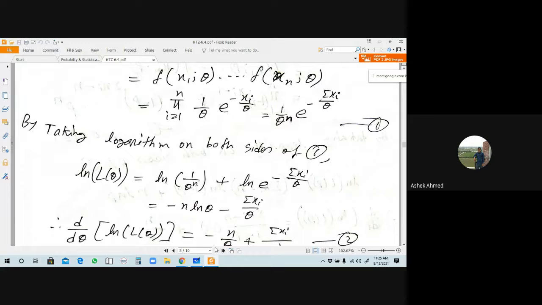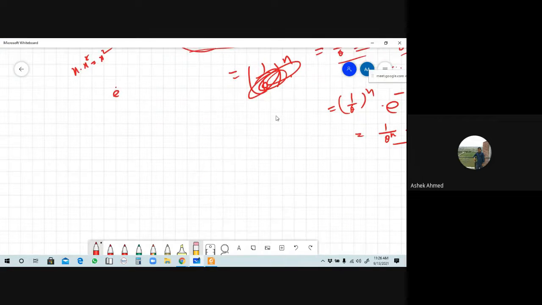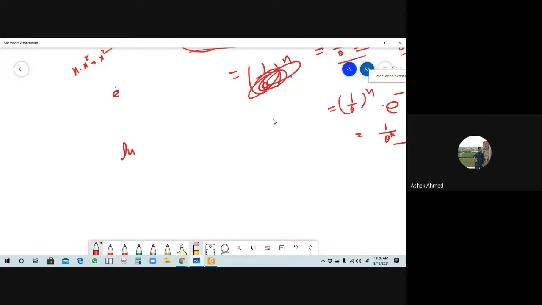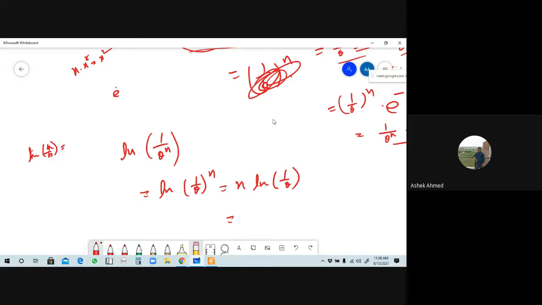Can you say the value of ln 1 by theta to the power n? That is minus n into ln theta, can you say that? ln of 1 by theta to the power n means ln of 1 by theta whole to the power n. Since n is the power, this is n into ln of 1 by theta. But we know that the value of ln A by B was ln A minus ln B.